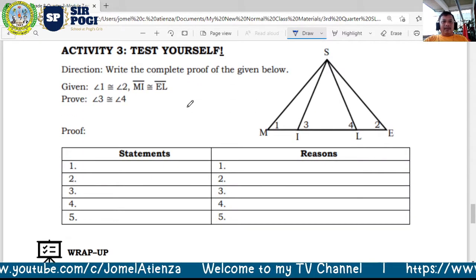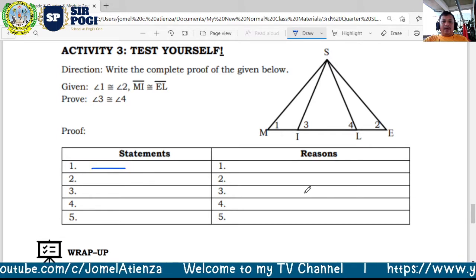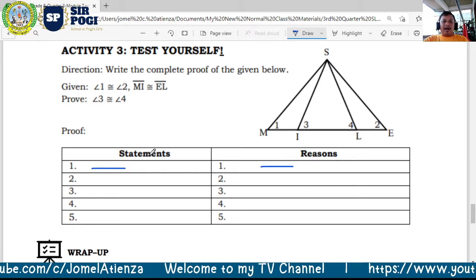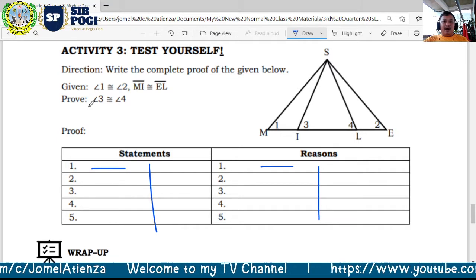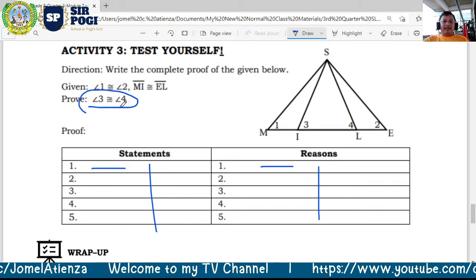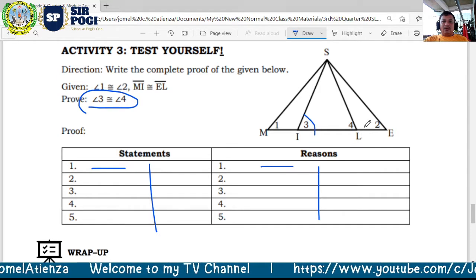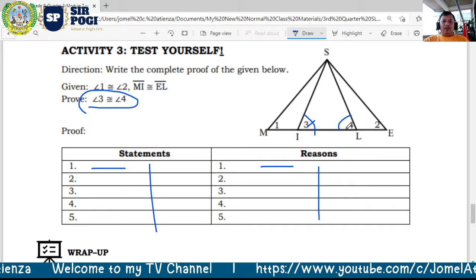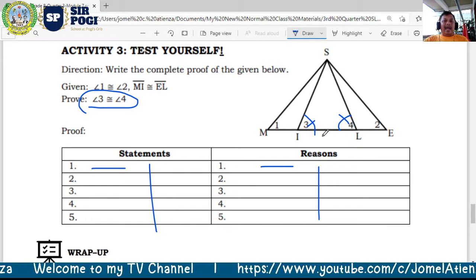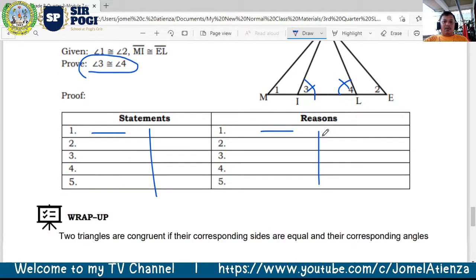Then, for activity number 3, given blank na lahat ang statements at saka yung reasons, so kayo na ang bahala to prove that angle 3 is congruent to angle 4. So, how are we going to prove that these two angles are congruent?